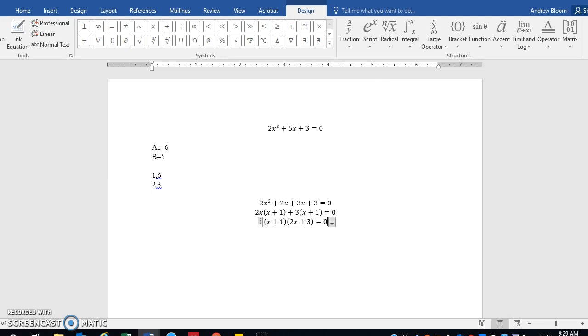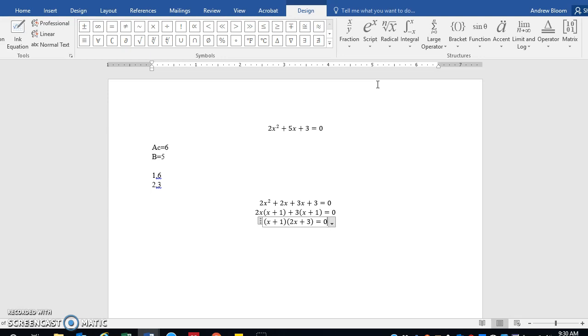Now here's where the fact that we had a 0 on the right-hand side becomes important. What we're looking at right now is two numbers. X plus 1 is the first number, and 2x plus 3 is the second number. Whatever x is going to change the value of those two numbers. The only way to multiply two numbers together and get 0 is for one of those numbers to be 0. And this is called the zero product property or the zero product theorem. There's a lot of different names that it goes by.